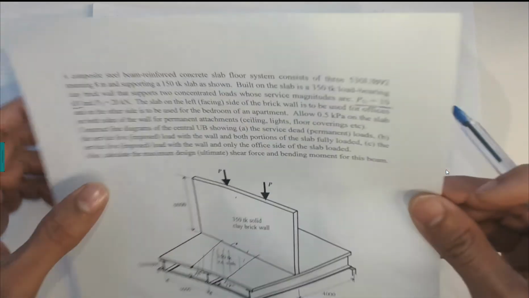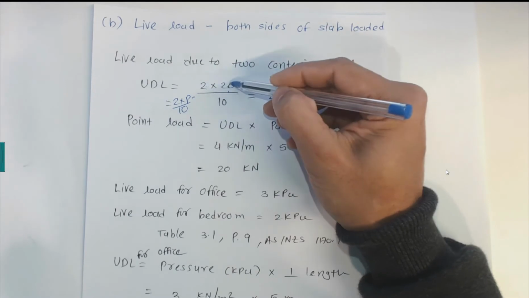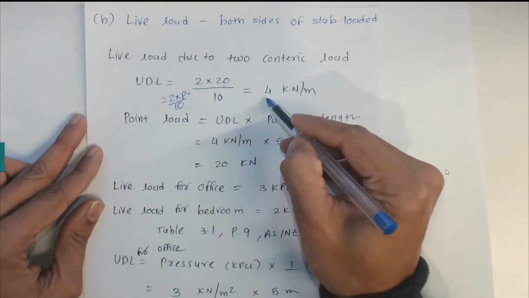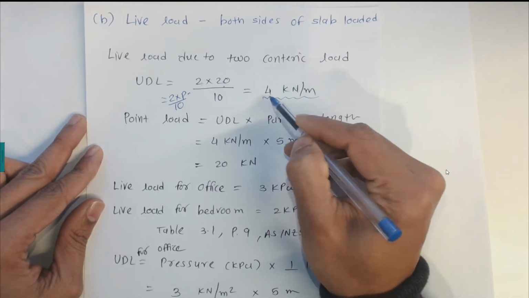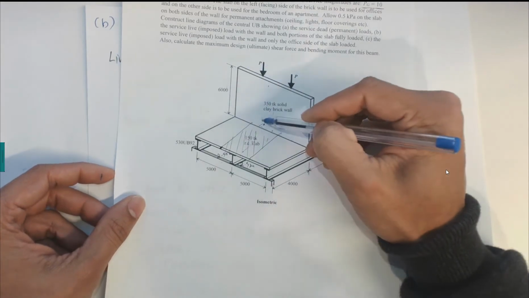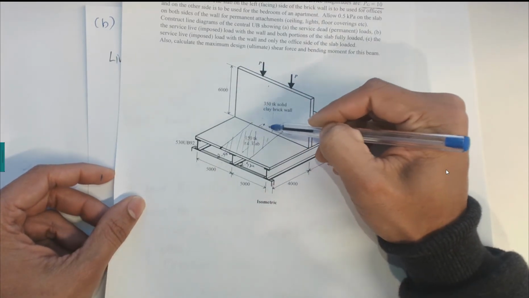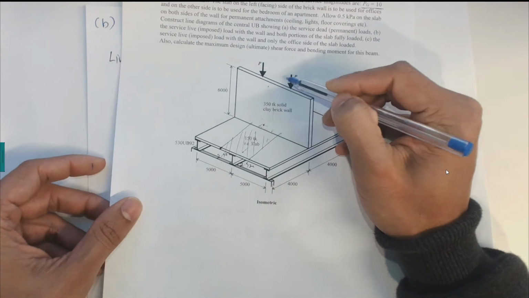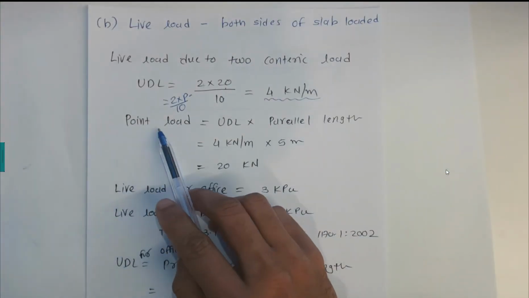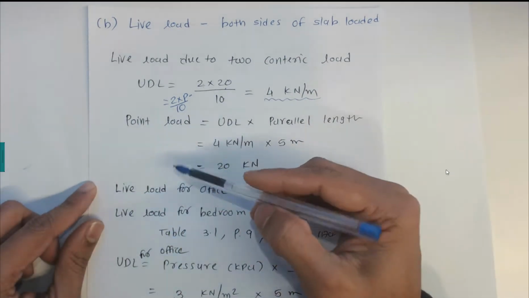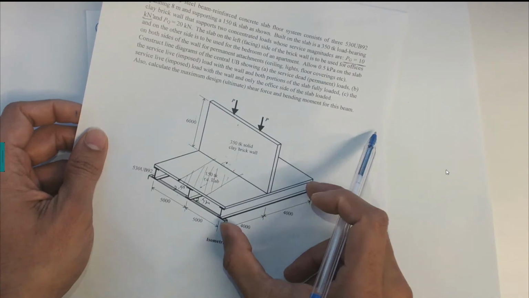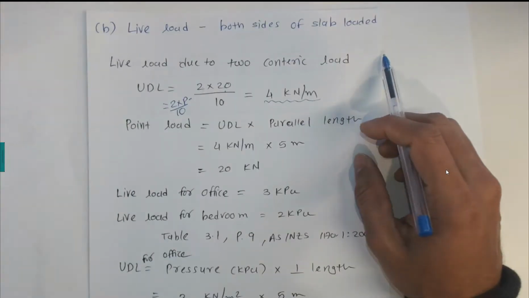So that 20 is substituted here. 2 times 20 is 40, over 10 gives you 4 kilonewton per meter. So this is the UDL load on these steel beams due to this loading. If you imagine this UDL load applied in this fashion, now we are interested in the point load, because this will create the point load onto this one when you look from this side.